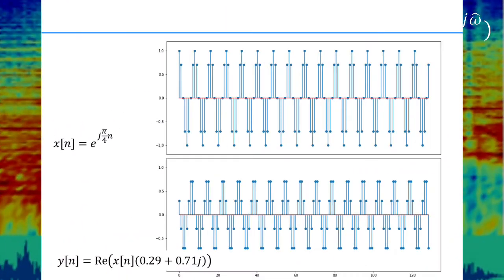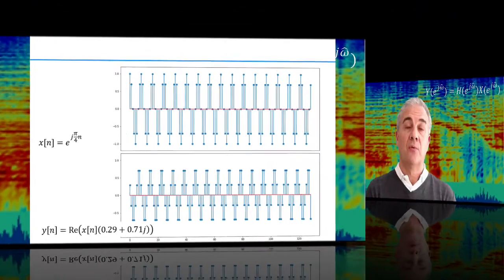But if, for simplicity, we only take the real part, in other words the cosine term, then the illustration as shown here is obtained. Notice the change in amplitude and the left shift of the discrete time cosine. What we just now saw for this particular FIR filter applies to any FIR filter.